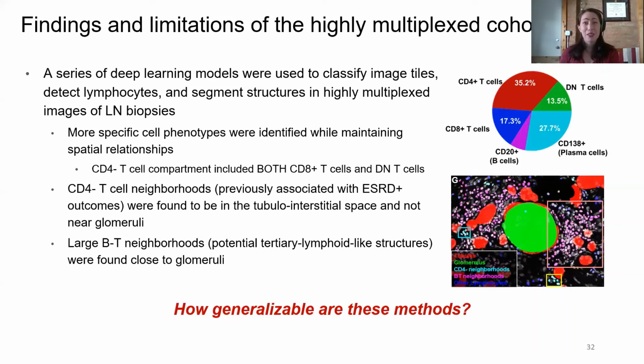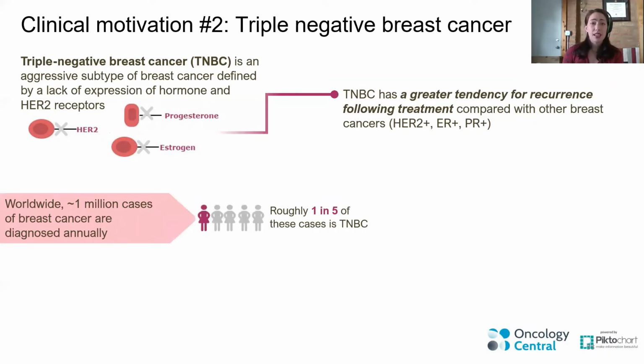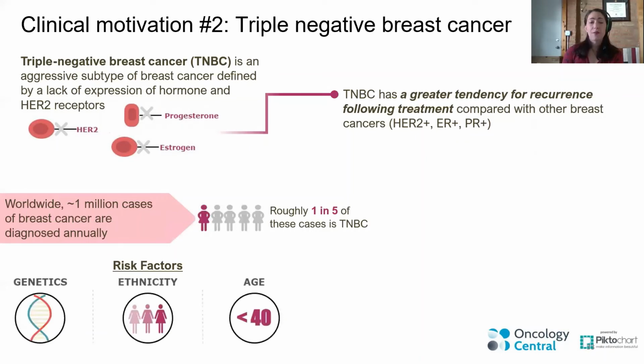Next, we want to know how generalizable these methods are. So our second clinical motivation is triple negative breast cancer. It's an aggressive type of breast cancer that's defined by a lack of hormone and HER2 receptors. It has a greater risk for recurrence than other subtypes of breast cancer. Out of the 1 million cases diagnosed annually, about 20% of them are triple negative. The risk factors are genetic. If you have a BRCA1 mutation, you're much more likely to get TNBC, as well as ethnicity and age. Unfortunately, young Black women are much more likely to suffer from triple negative breast cancer than their white counterparts.